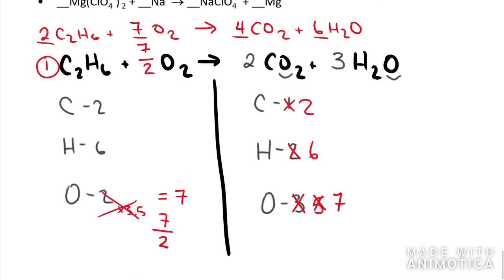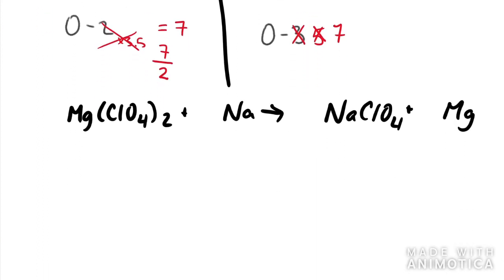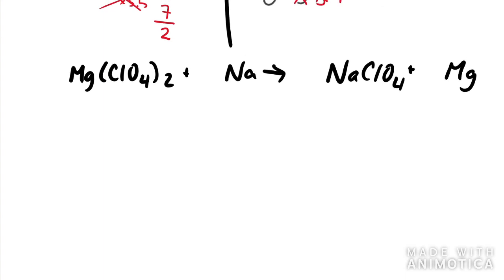Okay, let's see this next one, our last one, actually. Mg(ClO4)2 plus Na gives us NaClO4 plus Mg. So this one has our polyatomics in it. There are two ways that we can do this. We can split up the polyatomic. But if you look, we have ClO4 here and ClO4 here, and we don't have any other oxygens or chlorines on either side, which means we can actually keep these two together.